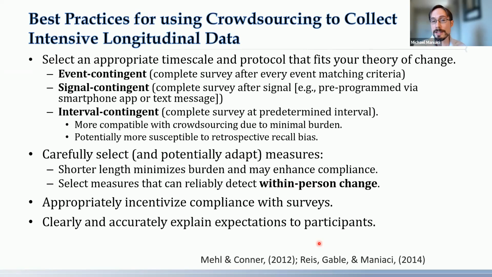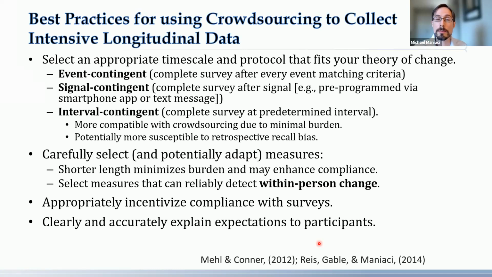A signal contingent protocol is one where participants complete a survey after being signaled. So these two methods might be a little harder to implement through crowdsourcing. You'd have to rely on participants to follow up with the survey if they experience a particular event. It might be a little difficult to signal participants in a way that they could complete a survey in a particular moment. But I think interval contingent protocols are a good fit.